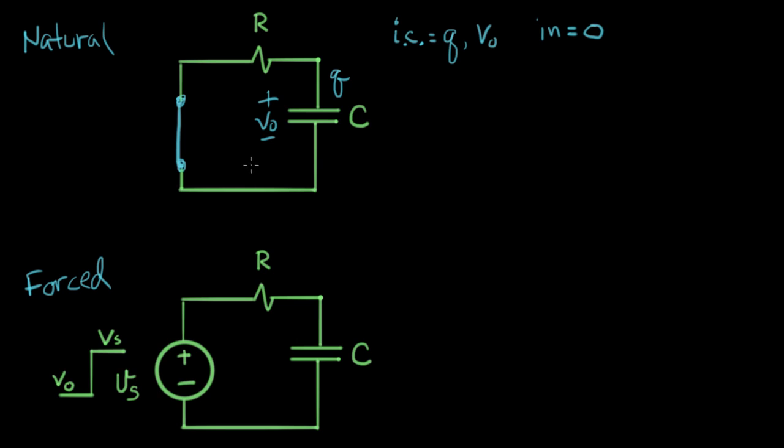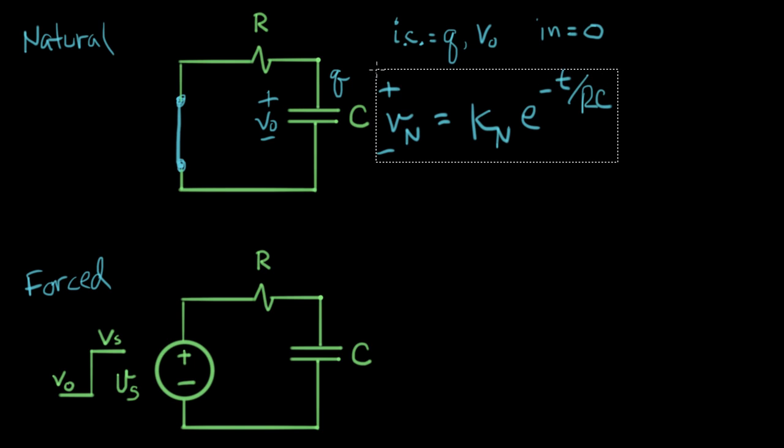So if you haven't seen that video on how to solve for the natural response, this would be a good time to go look at that. What I'm going to do now is just write down the answer from that. We'll call this V natural, and that equals some K natural times e to the minus t over RC. This is the natural response of an RC circuit. So I'll put a square around that so we can remember it. And I've left a constant in here, and we'll work out what this constant is a little bit later.